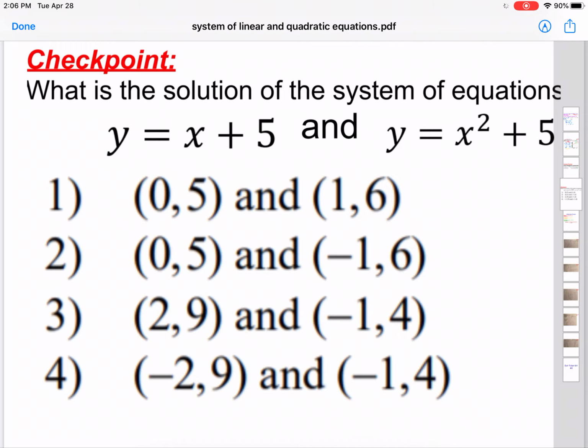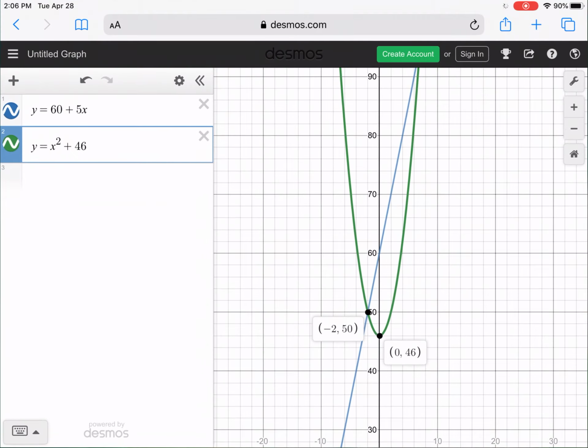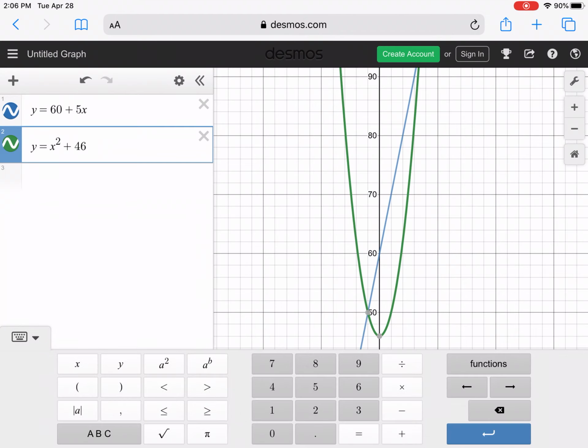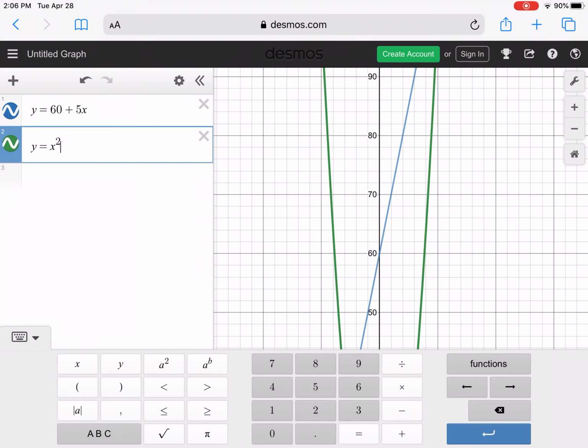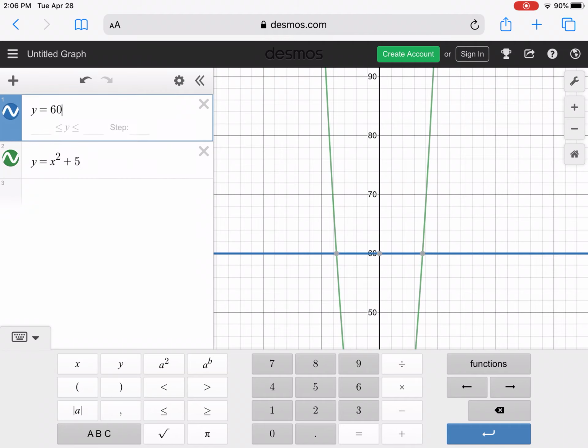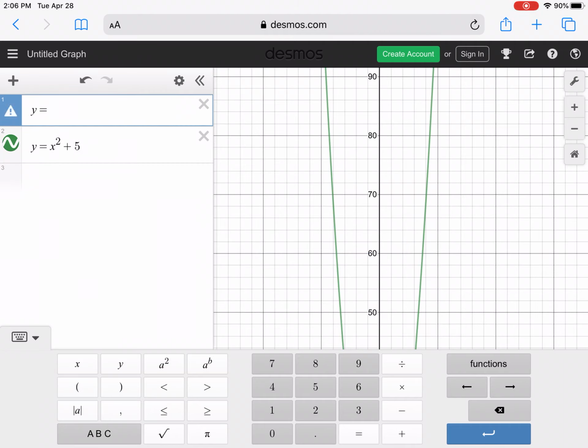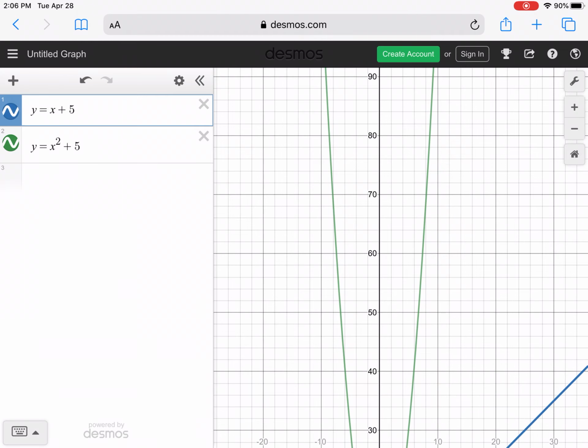Okay, so looking at this checkpoint question here, I notice that I have to graph 2 equations. So hopefully you used your graphing calculator to help you with this. So our first equation is x plus 5. Our second is x squared plus 5.